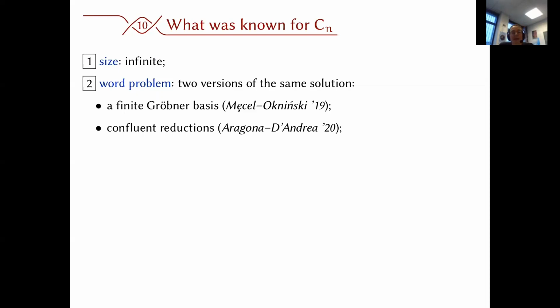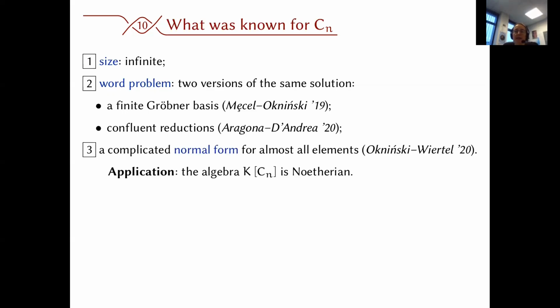These monoids are infinite. I know of at least two solutions to the word problem for these monoids, which are actually equivalent. One was suggested by Metzel and Agnieszki. It consisted of looking at some explicit finite Grobner basis. The other one was given in terms of confluent rewriting and confluent reductions, but actually if you look in detail they are doing precisely the same thing. The second one is due to Aragona and Andrea.